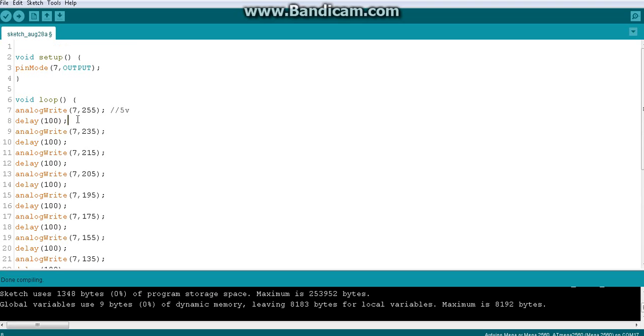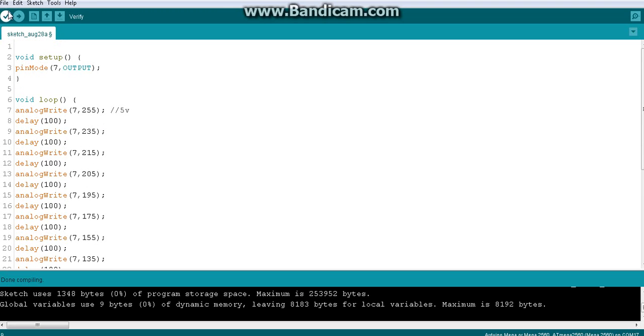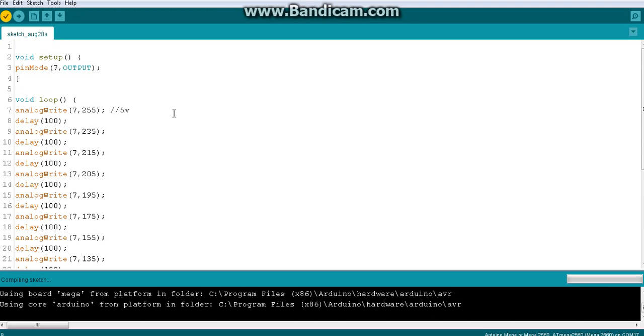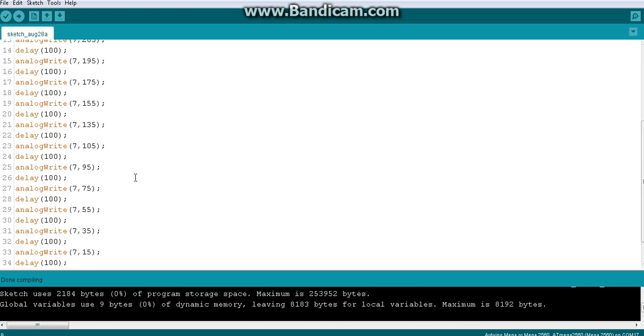To decrease the number of lines, I have used a difference of 20 analog values. Okay, I can go for 5 analog values, but the number of lines will be a lot. So I will verify it and make sure it is error free. Okay, this is okay guys, so this is error free. I can try this out.